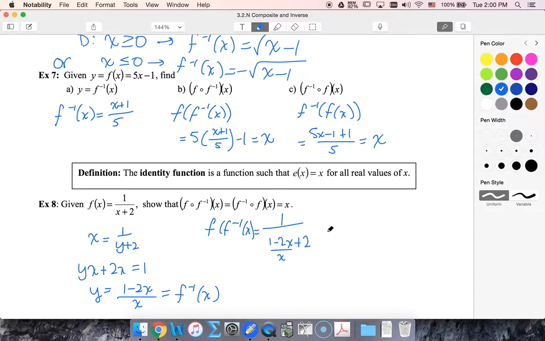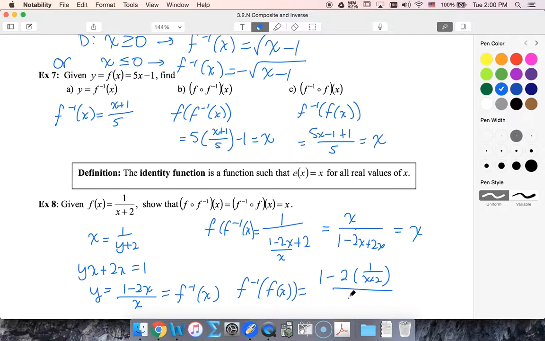All right, so I'm going to multiply top and bottom by x. And I'll get 1 minus 2x plus 2x, because I'm multiplying this by 2x. That's going to cancel, and I get x. Let's try the other way, f inverse of f of x. So now I'm going to take my f of x and plug it into my inverse. 1 minus 2 times 1 over x plus 2 over x.